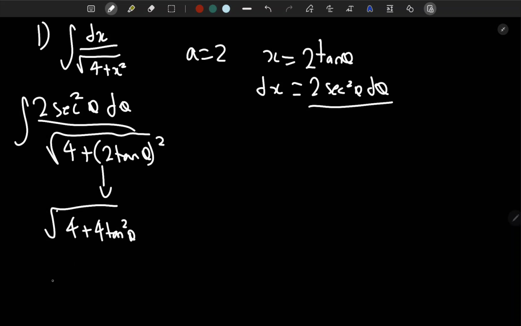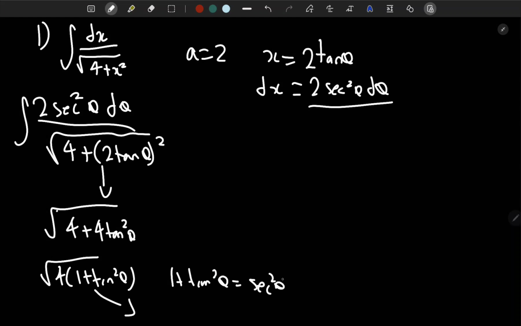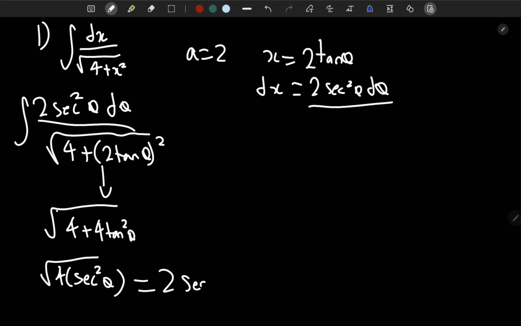Now if we factor 4 outside, it will become radical 4 into 1 plus tan squared delta. And we know that this is an identity, right? 1 plus tan squared delta is equal to secant squared, right? So we can replace this part with secant squared delta, and now we can simplify this even more, and this will be equal to 2 secant delta, since the square root of 4 is 2 and the square root of secant squared delta is secant delta, right?